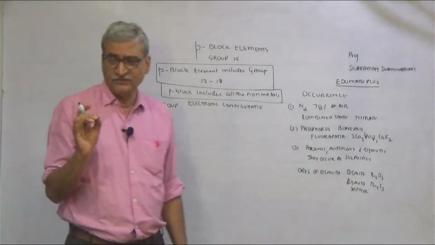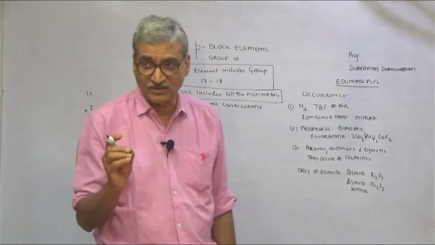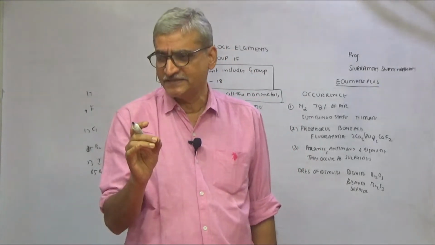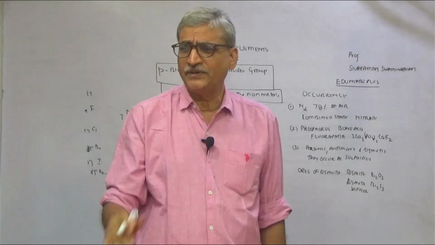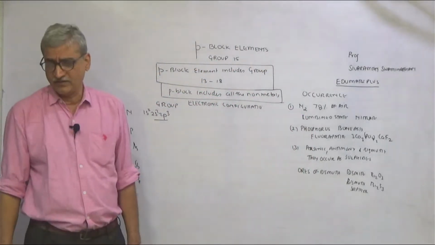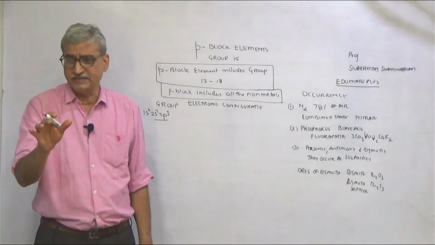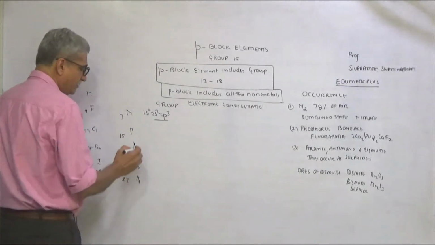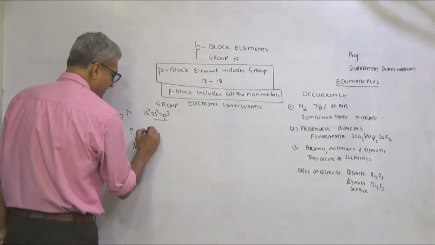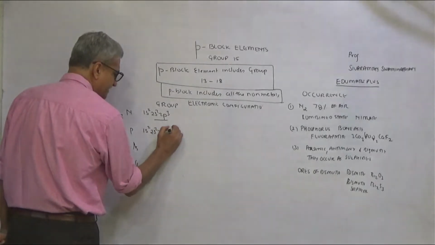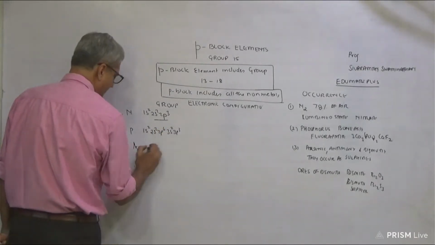Why am I mentioning the phrase outer shell configuration? Because the electronic concept of valency says that the chemical property of an element is because of its outer electronic configuration. Many properties that we are going to study, we are going to explain on the basis of outer electronic configuration. Phosphorus will be 15, so it is 1s2, 2s2, 2p6, 3s2, 3p3.